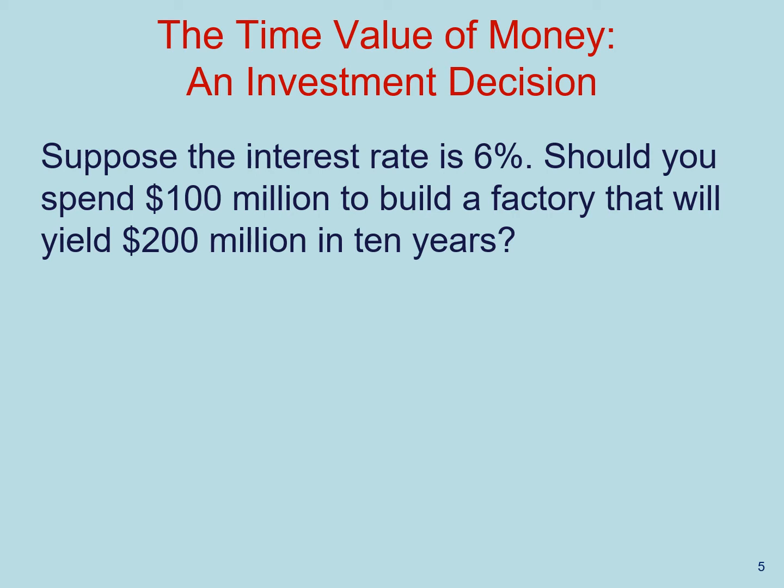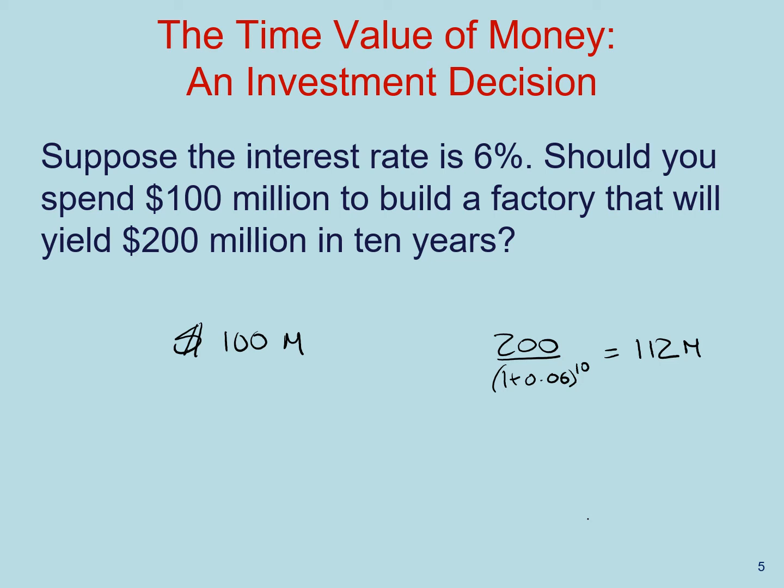So let's think about the present value of 100 million today. Well, the present value of 100 million today is simply 100 million. Now, the present value of 200 million, 10 years from today, is 200 divided by (1 plus 0.06) to the power of 10. That is equal to 112 million. What that says is that 200 million 10 years from today would be the equivalent of 112 million today.